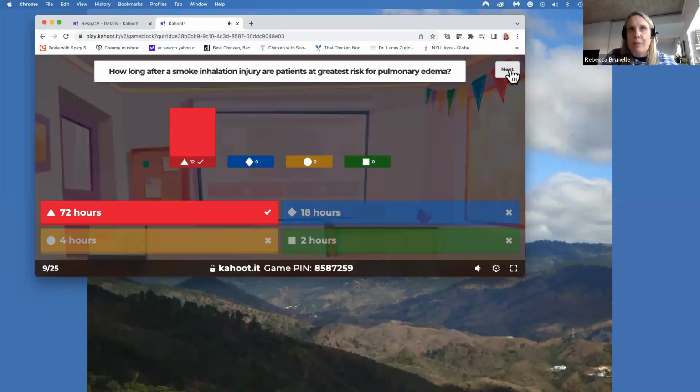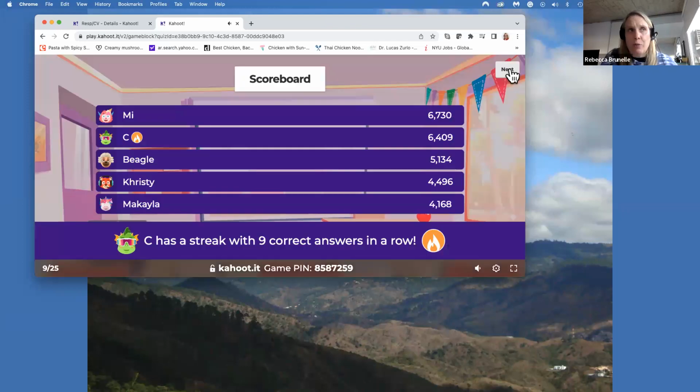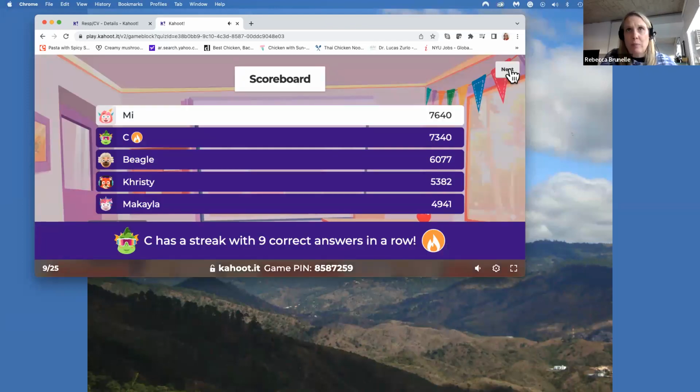All right, good job. So that one's the 72 hours. They're really at risk for up to 3 days after the injury.